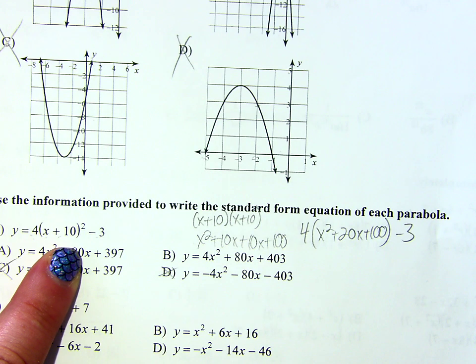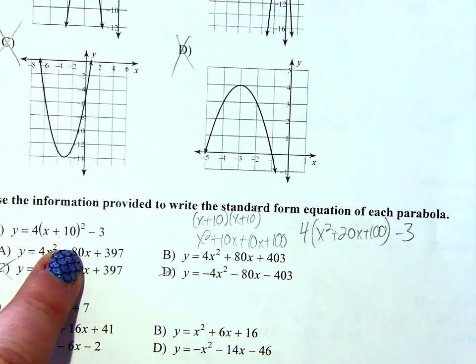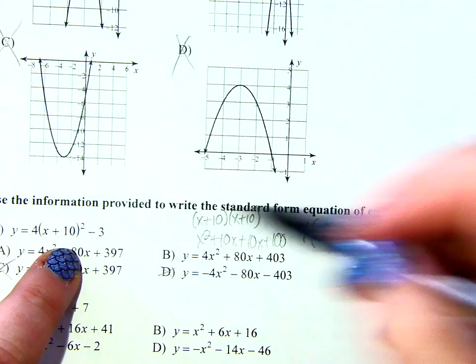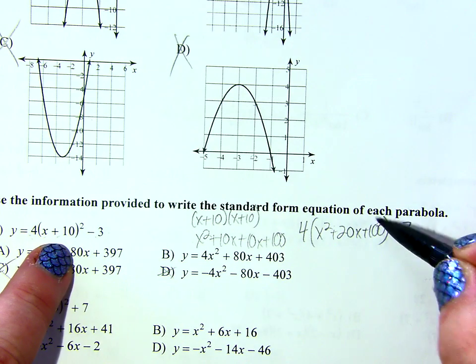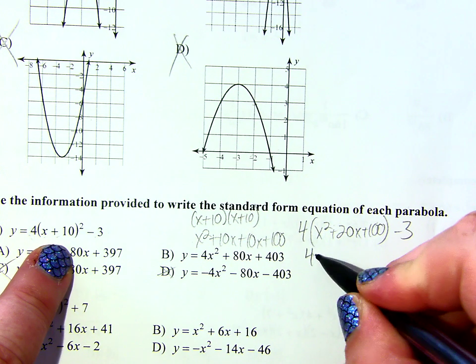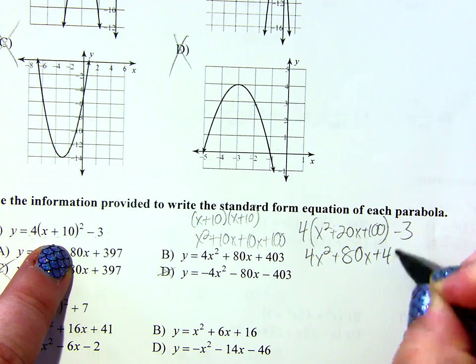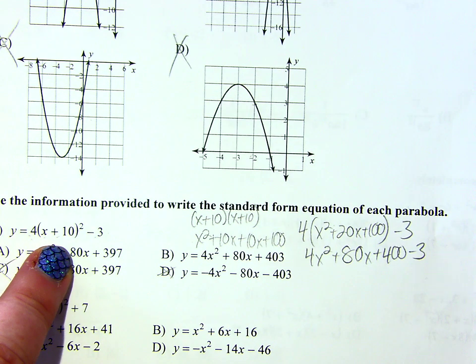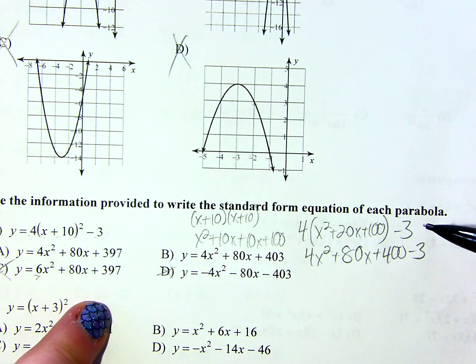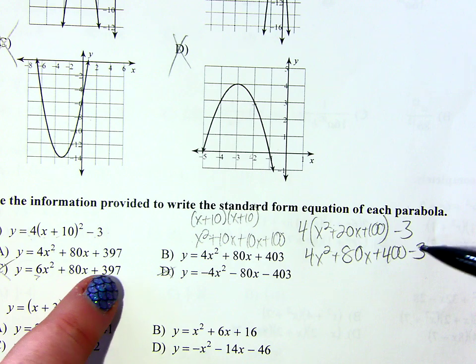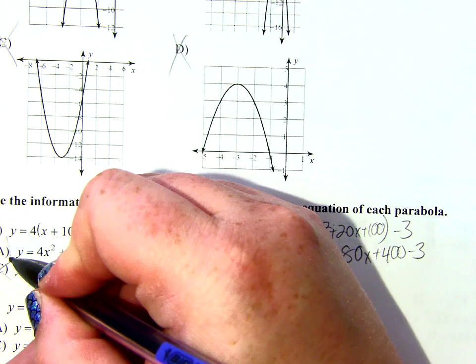Working on some final exam review here. So on number 10, we're going to rewrite this in standard form. We squared the x plus 10. Now I need to distribute the 4. 4x squared plus 80x plus 400. And then I just have to subtract 3. So I'm pretty quickly led to A.